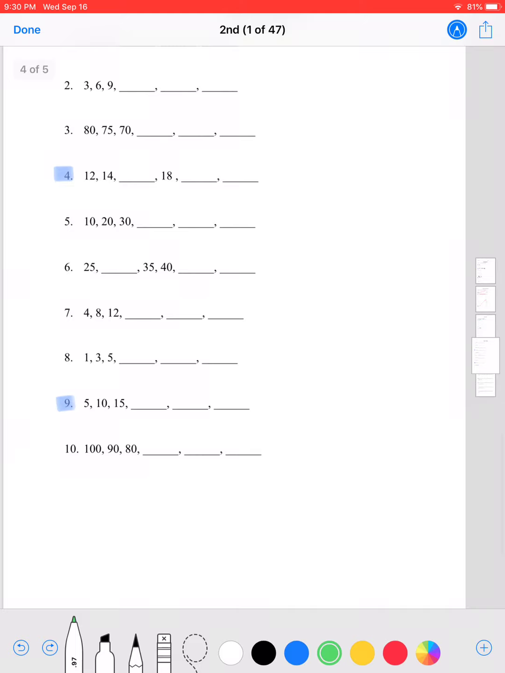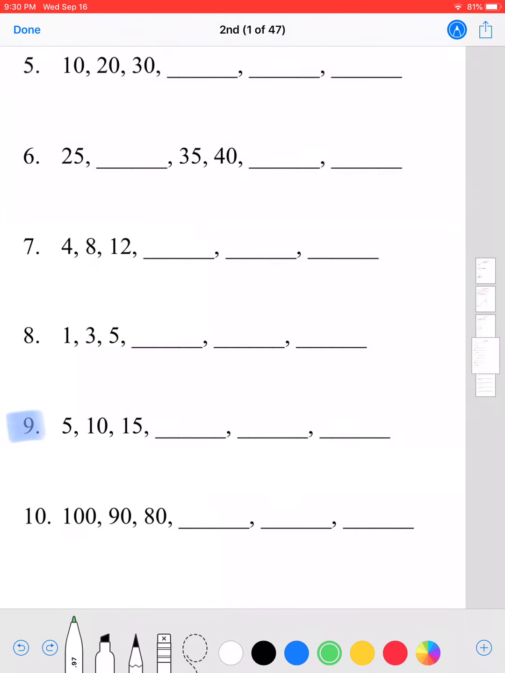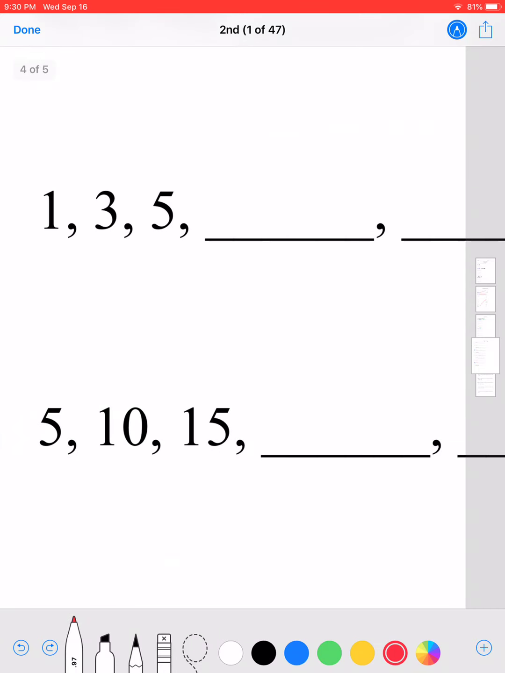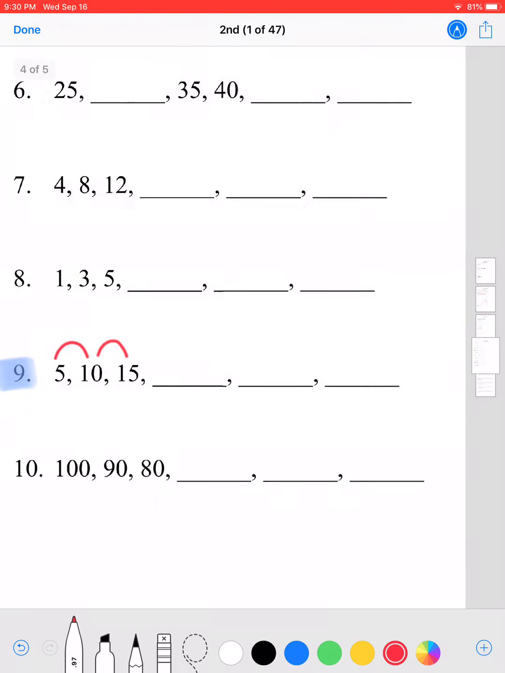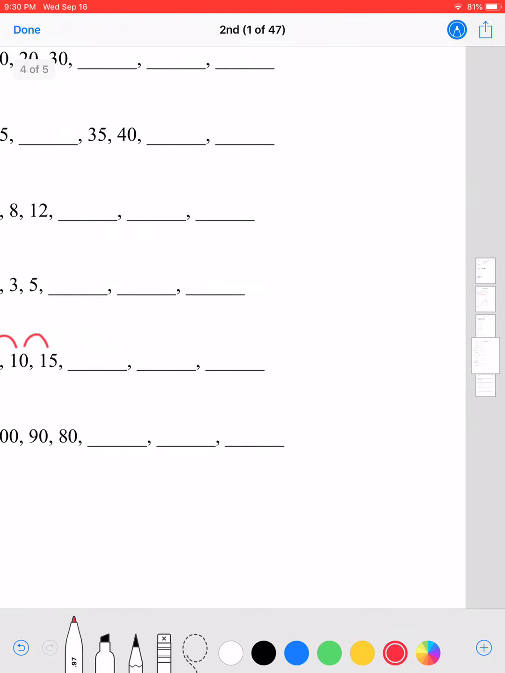So we'll skip number 4 for now. We'll go do number 5. So we have the numbers 5, 10, 15. We have 3 blanks after that. So we're trying to find the next numbers in the pattern. So we're going to find the difference between the 10 and 5 and 15 and the 10. Trying to find what this difference is and what this difference is. And hopefully they're the same.